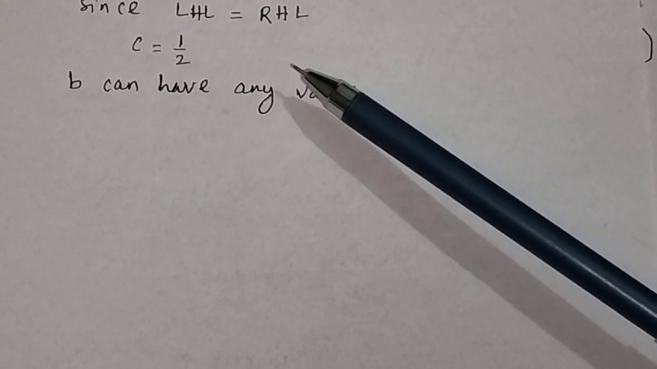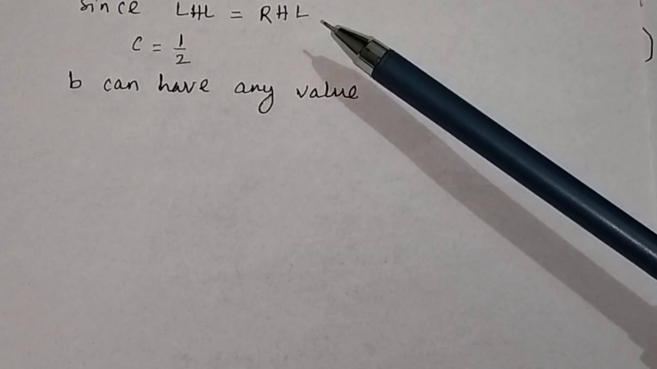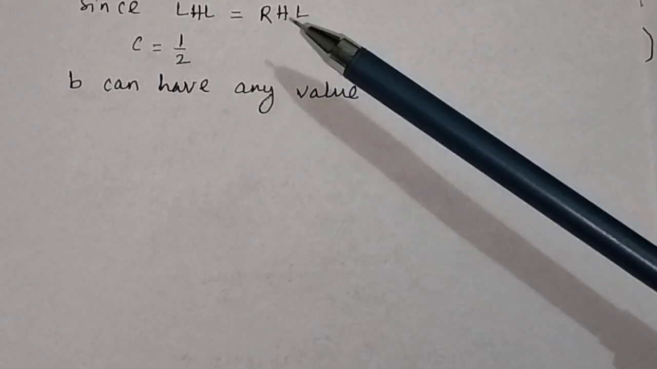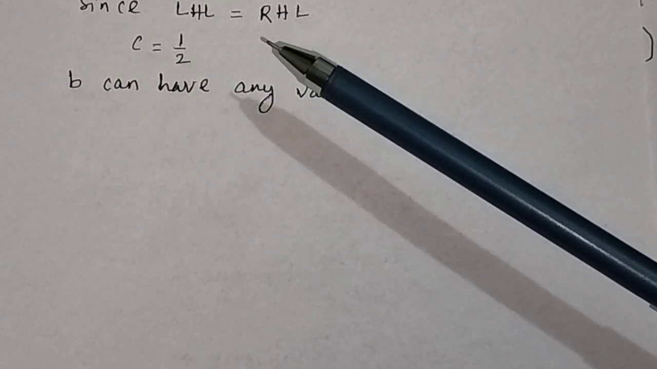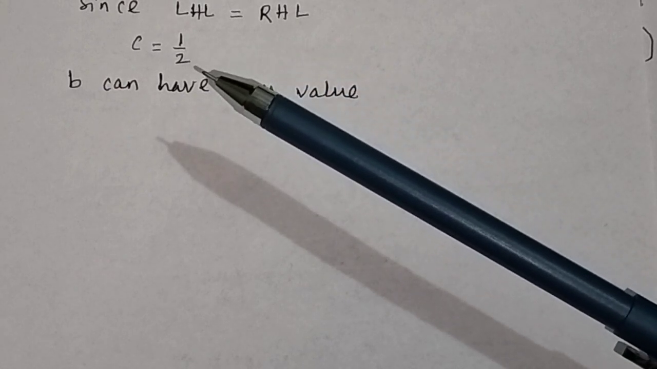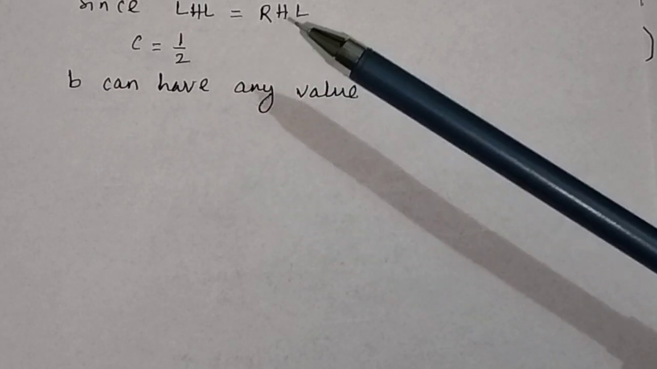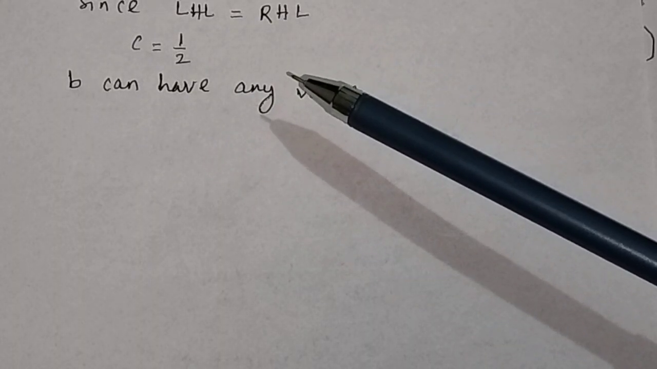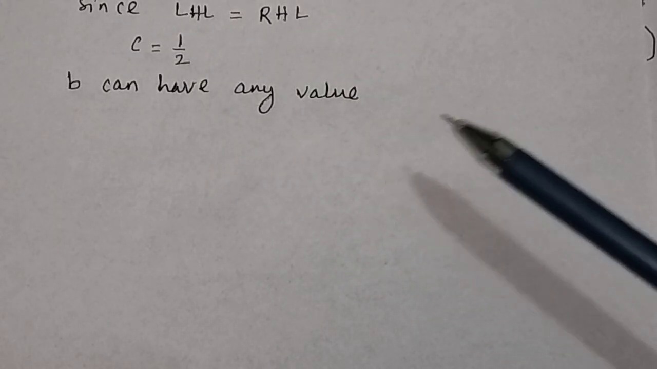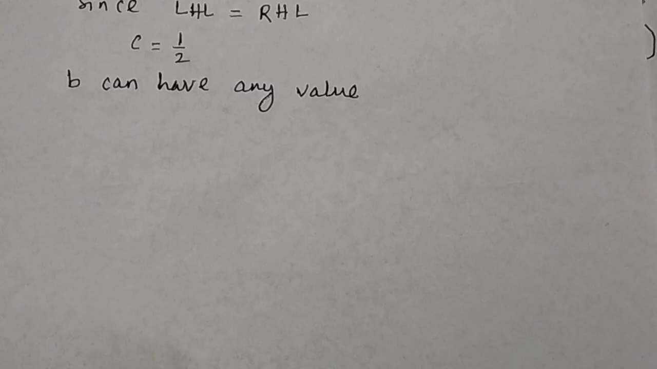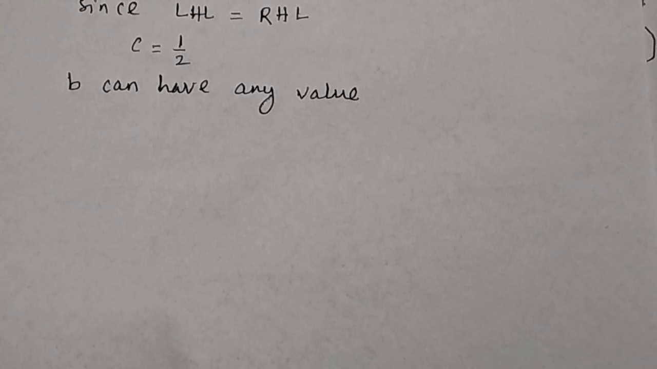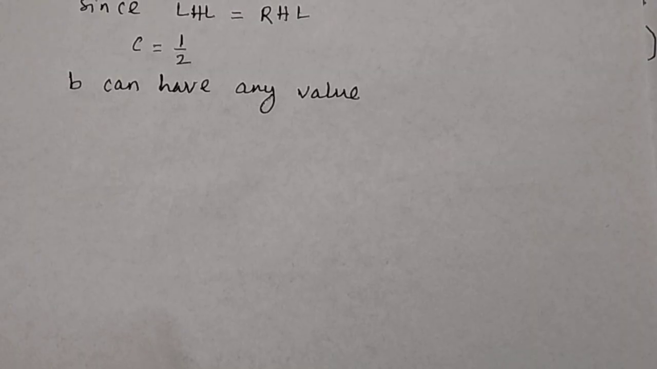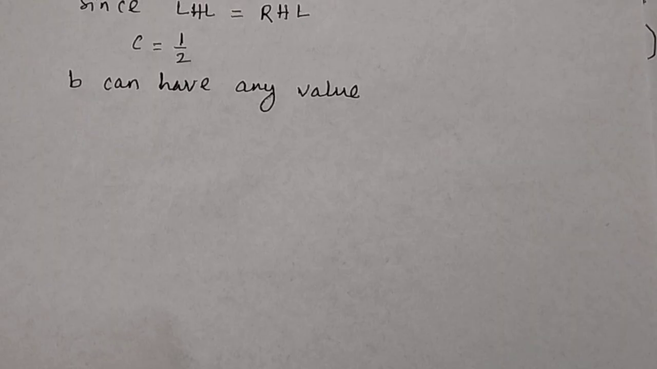And we know left hand limit is equal to right hand limit is equal to the value of the function at x equal to 0. That is why from the right hand limit we get the value half. So c will be equal to half, because the right hand limit value is equal to f(c). And b can have any value, since there is no b in the equation, so b can have any value. So in this way you can calculate the values of a, b and c, so that the given function is continuous under the given conditions. Thank you.